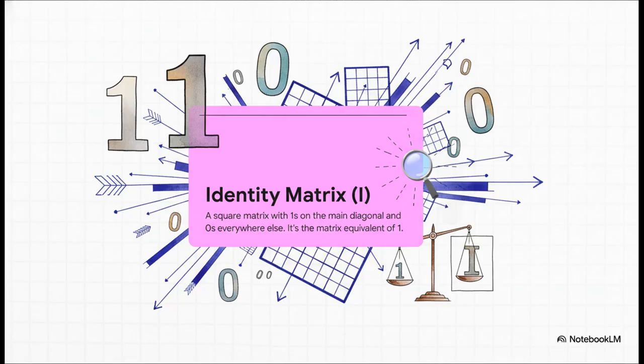And what's the deal with this identity matrix? Honestly, the easiest way to think about it is that it's the matrix version of the number 1. You know how any number times 1 is just itself? The identity matrix does the same thing for matrices. It's always a square, it's got 1s running down the main diagonal and 0s everywhere else. It's kind of like the neutral ground in the world of matrix multiplication.